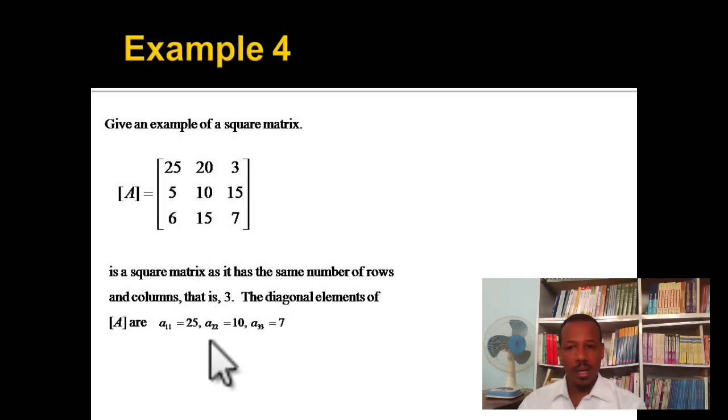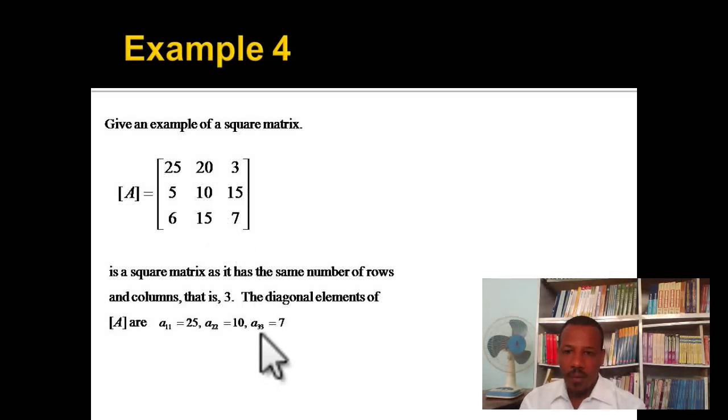Let's consider A22, which means the element found in the second row and the second column. So the second row is this one and the second column is this one. Therefore, 10 is represented by A22, which means it is found in the second row and the second column.